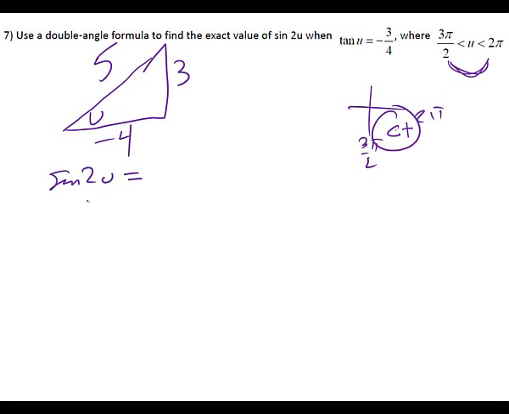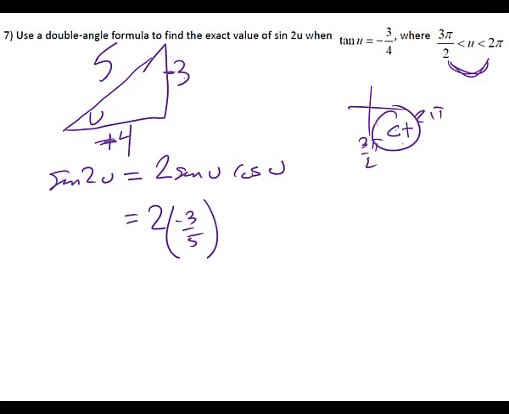So looking up the double angle formula, what does the sine want us to do? What does it say? 2 sine u, what else? Cosine u. Good. So all I'm going to do is plug into that. 2, what's the sine of this triangle? No, I was right before. The negative's got to go there. What's the sine of the triangle? Negative 3 over 5.